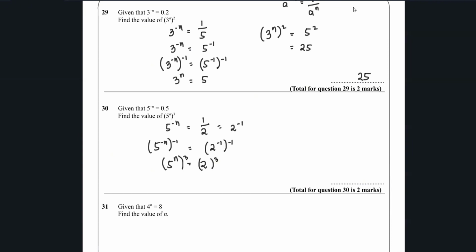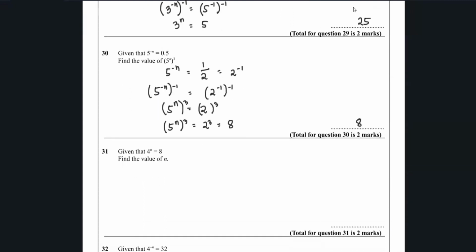Therefore, 5 to the power of n cubed is equal to 2 cubed, which is 8. And that's it. All right. Now solving for the value of n again.